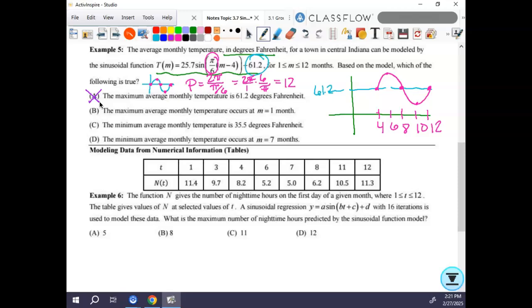What do you think about that? No. When does it occur? 10, okay? So that's a no because it occurs here at 10. All right, so let's go back to B.